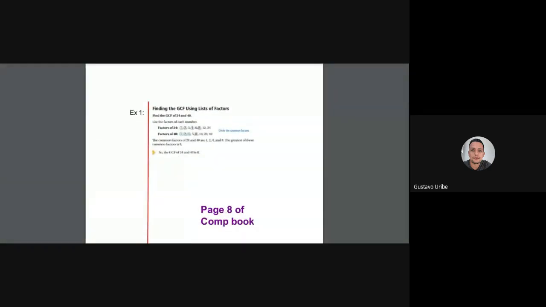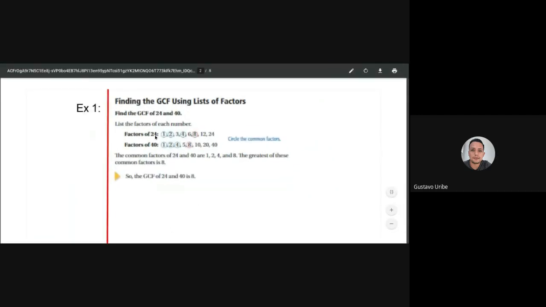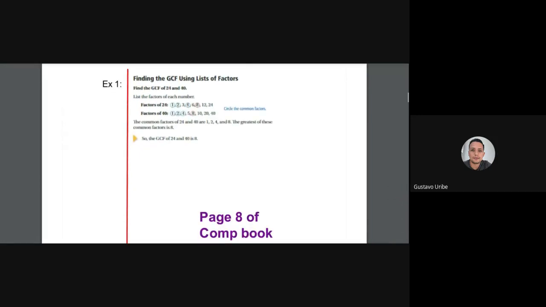One way that we can find the GCF, greatest common factor, is by making a list. So I can list all the factors of 24, all the factors of 40, and then I can go ahead and circle the common factors, the ones that they have in common. And then I see that the common factors are 1, 2, 4, and 8. Well, the greatest of these common factors is 8. So the GCF of 24 and 40 is 8 because it is the greatest, the biggest common factor.